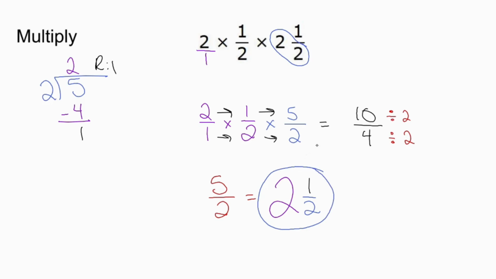Now, if you were thinking smart about this and just looking left to right and saying, well, wait a minute, isn't 2 times a half 1? And so 1 times 2 and a half is just 2 and a half.